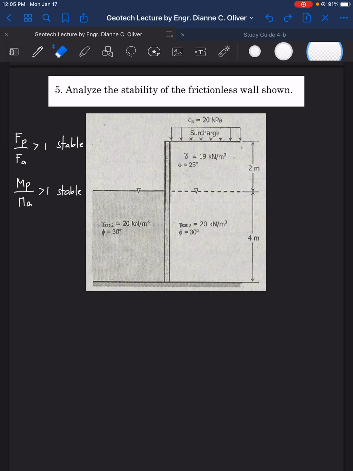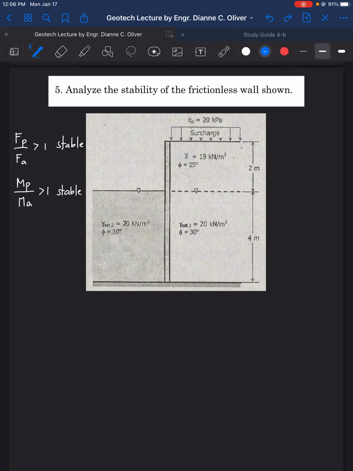Okay, so this is the structure, so let's have a look. The structure here is in the middle. It has a backfill to the right, and that backfill is encountering a surcharge of 20 kilopascal. This backfill on the right is 2 meters with gamma of 19 kilonewton per cubic meter, and the angle of internal friction is 25 degrees.